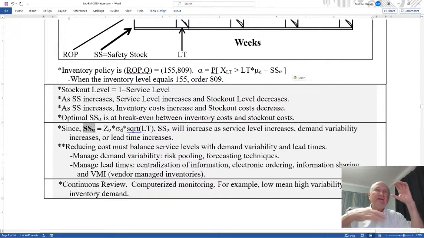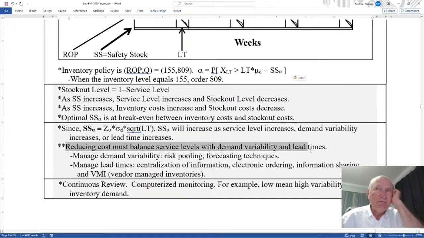So the safety stock is directly related to the service level, the variability or uncertainty in your demand, and the lead time. Reducing cost must balance service levels with demand variability and lead time.